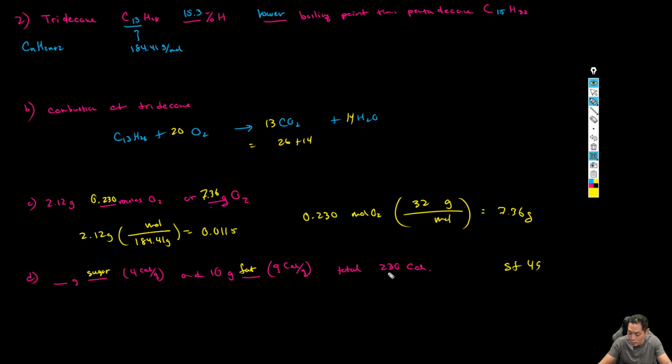So I have the following. I have a total of 230. I don't know this one, but something times 4 plus 10 times 9 will equal 230, since all the calories are either from fats or sugars. So then we have 4x plus 90 equals 230. Move the 90 over, so 4x is equal to 140, divided by 4 will give me 35. So x equals 35. So that means we have 35 grams of sugar, 10 grams of fat, and that's going to make our cookie.